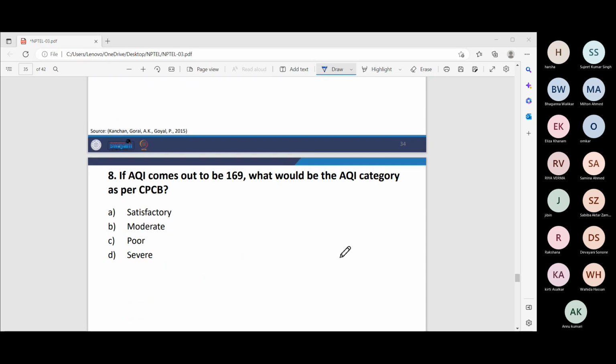Now the next question. If the AQI value comes to be 169, what would be the AQI category as per CPCB? I think in the last class or the class before that, we have discussed this AQI and the categories defined by the CPCB. So if the AQI value is 169, what category will it be? Satisfactory, moderate, poor, or severe? Satisfactory, ma'am. Satisfactory. Let's see the table.